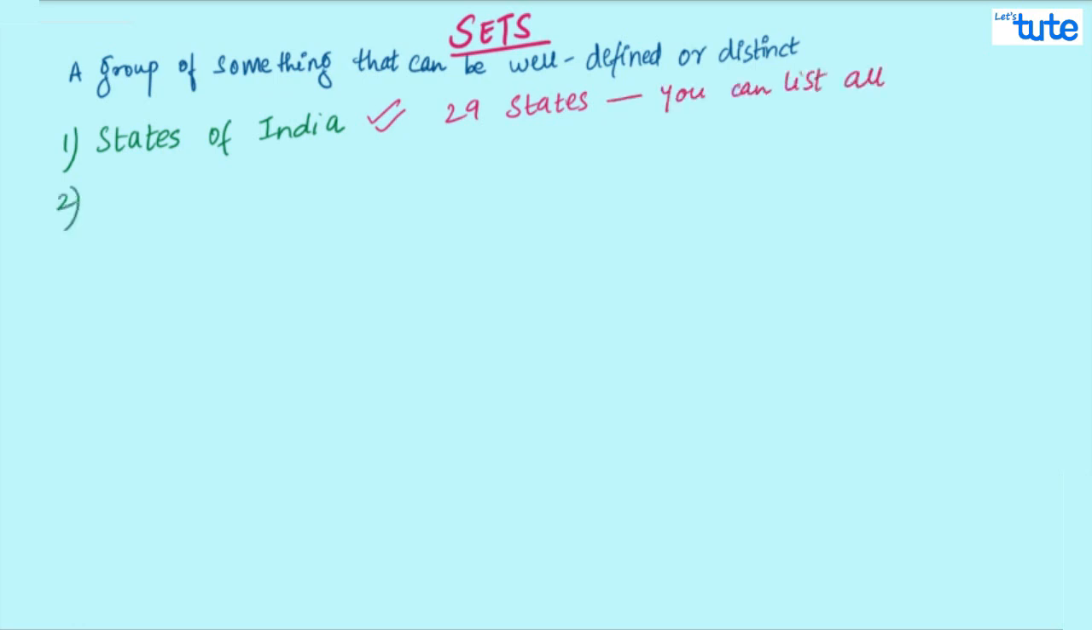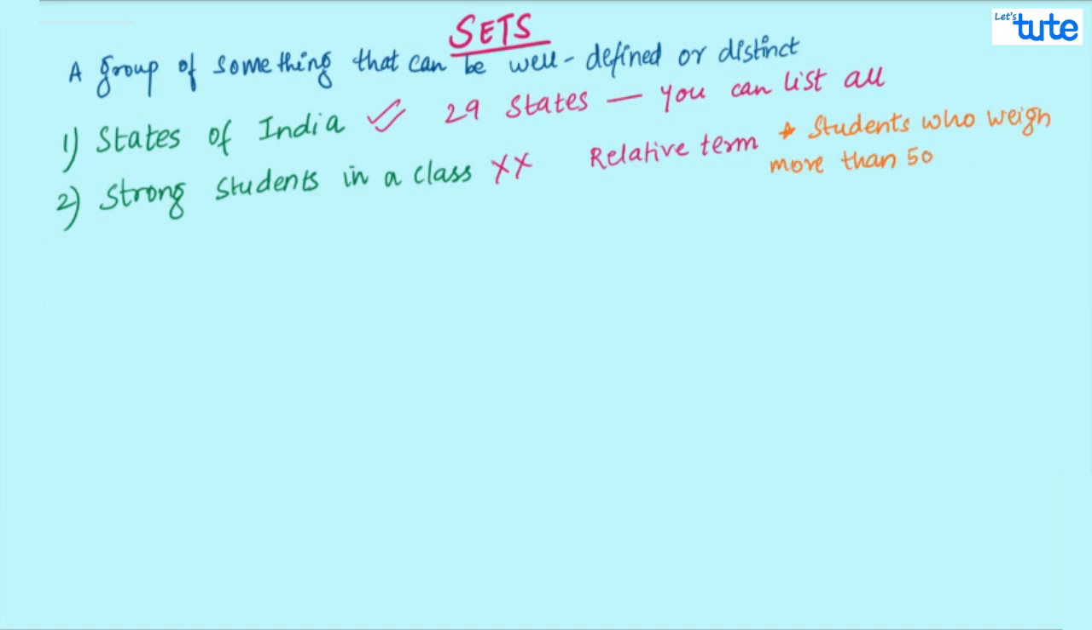The second one is strong students in a class. Well, this cannot be a set because strong is a relative term. But suppose here I add a condition like students who weigh more than 50 kg in a class are to be considered as strong. Can this now form a set? Yes, because now we have a number, a quantity, or a well-defined and distinct property that we can use to form this set. Right? Let's see the next one.